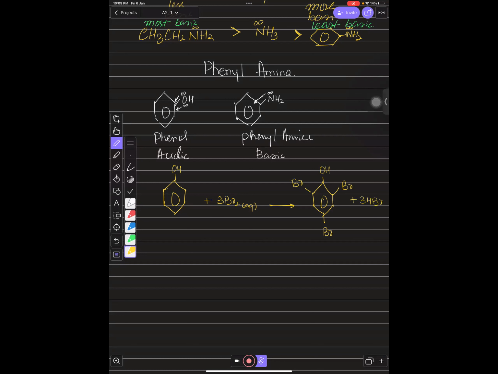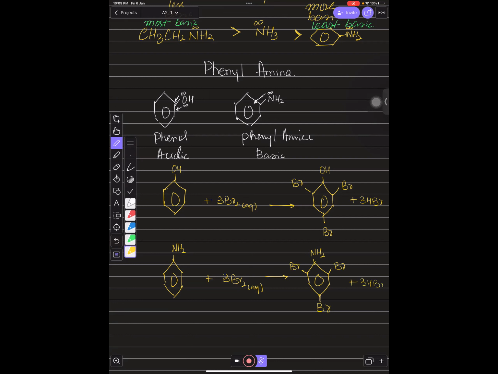The same will happen with phenylamine. If you react phenylamine with aqueous bromine, all the possible places will be substituted. We know the possible places are 2 and 4, so all of them will have bromine on them, and 3 HBr will also be formed.